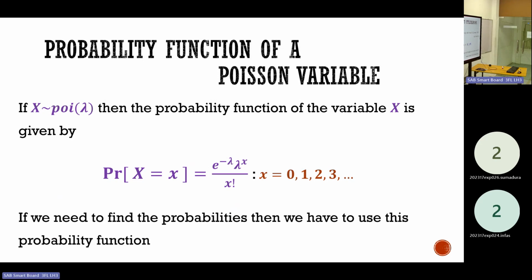First up, the general probability function of a Poisson variable. The general probability function of a Poisson variable is given as follows.